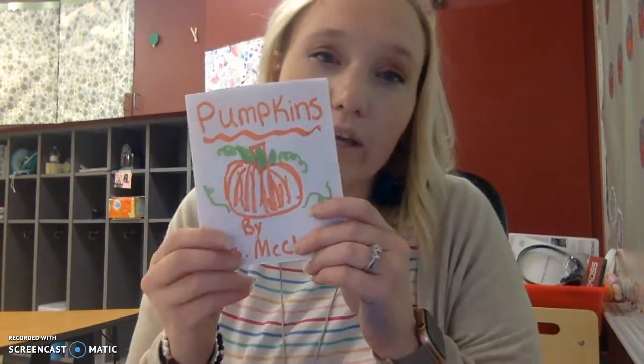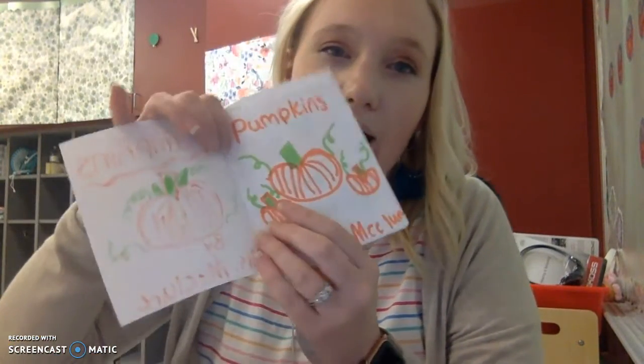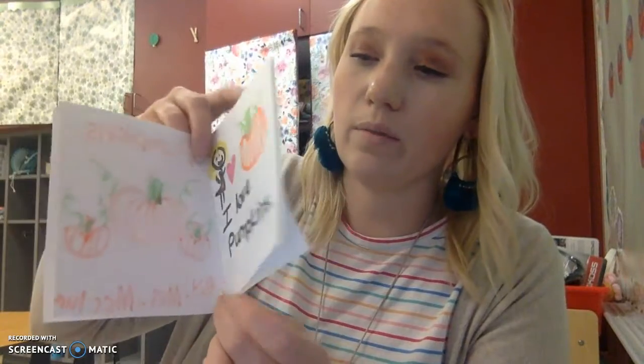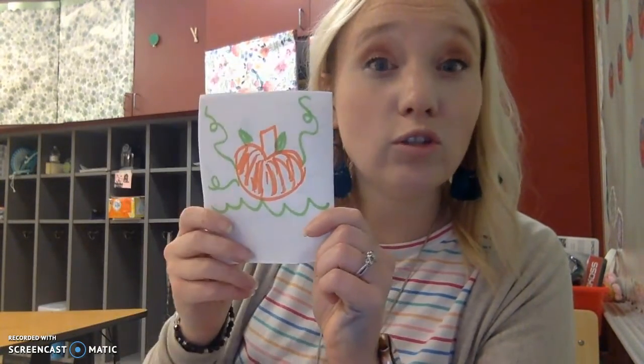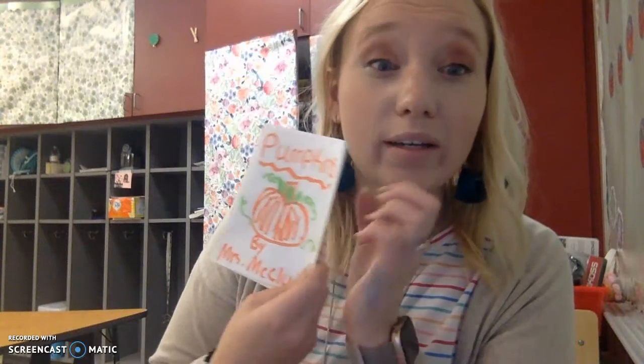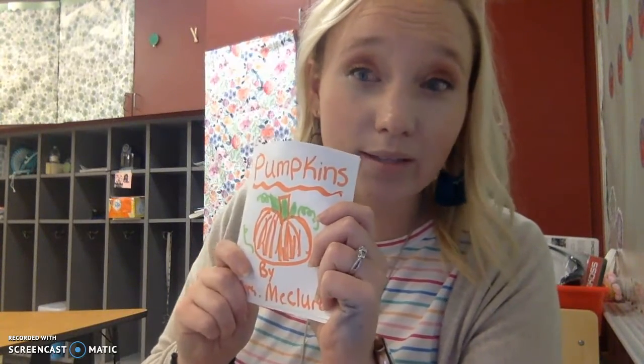My book, I have the cover, Pumpkins by Mrs. McClure. I have my title page, Pumpkins by Mrs. McClure. And I have my page where I write my words. I love pumpkins. And then on the back, we have the back cover. So what I want you to do is I want you to work on your book. You're going to take a picture of it and you're going to send it to me.